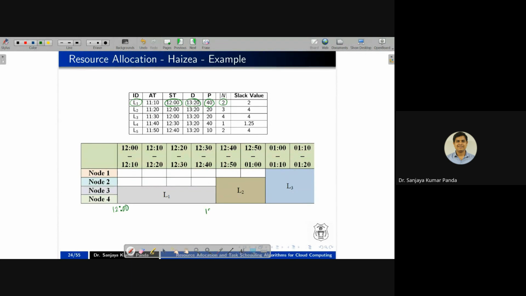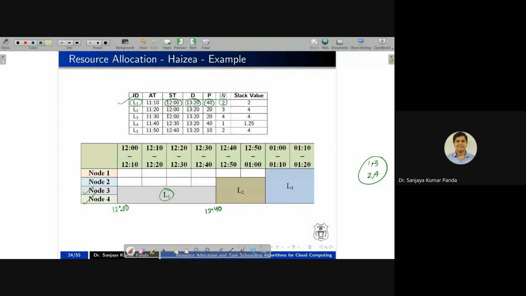40 minutes means it will complete at 12:40. Before 13:20 you have to complete, and all the nodes are free. So I have assigned node number 3 and node number 4 to lease number 1. You can assign node 1 and node 2 also, there is no issue. You can assign 1, 3 also, or 2, 4 also. Any two nodes you can assign. For easy representation, we are filling from bottom to up. So L1 is now satisfied.